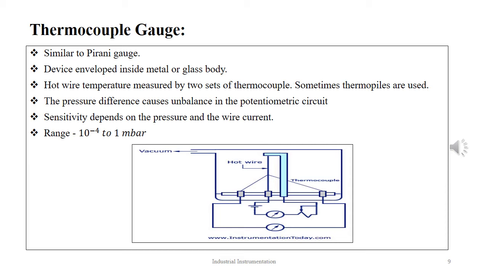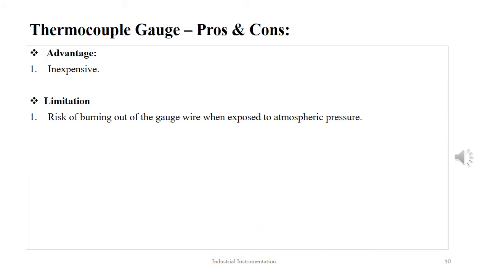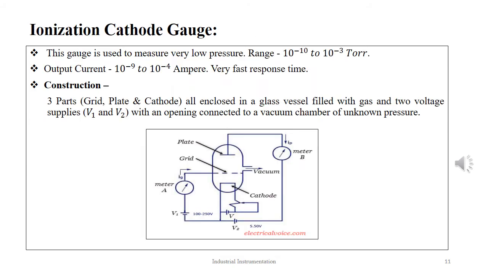Sometimes, instead of using a couple of thermocouples, thermopiles are used as the gauging device. The device is advantageous from the economic point of view as it is a very low cost device. The thermocouple gauge is inexpensive, however, the thermocouple wire can burn out when exposed to normal atmospheric pressure.